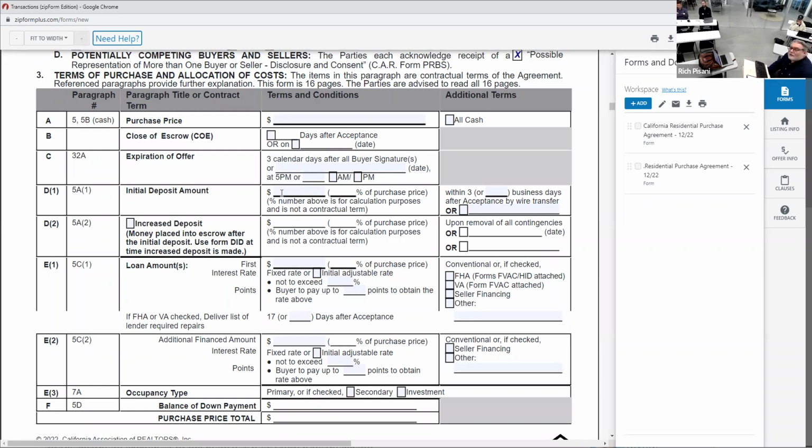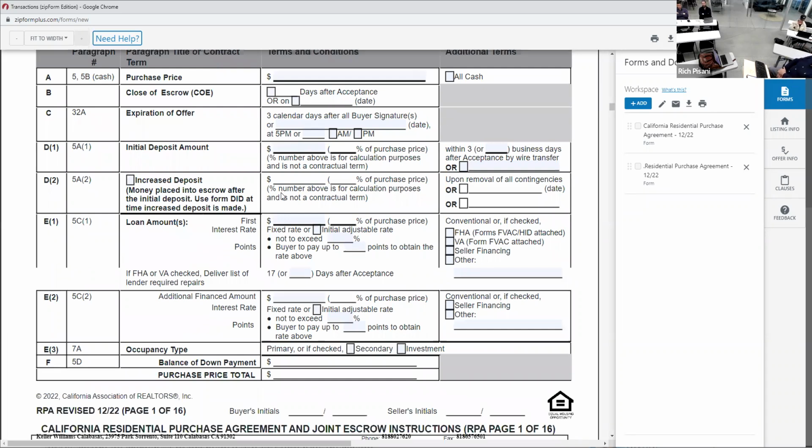Okay, and then the loan amount. How much are you going to borrow? So are they putting 5% down and then borrowing 95%? So you have to figure that amount out. And is it a conventional loan? It defaults to conventional loan, but if there are other options, an FHA, a VA, seller financing, that's what you would put in there.